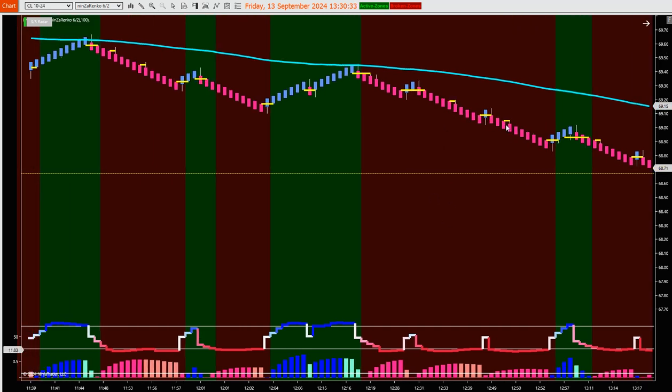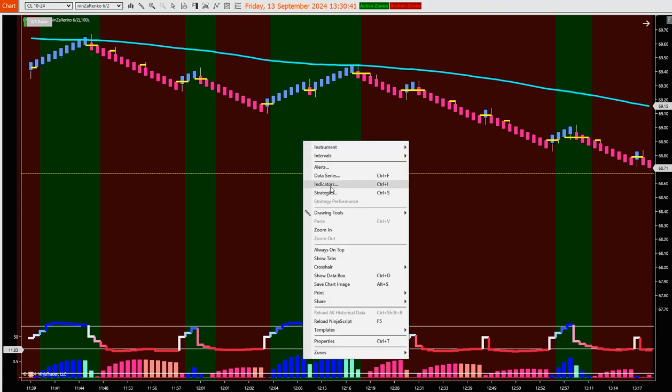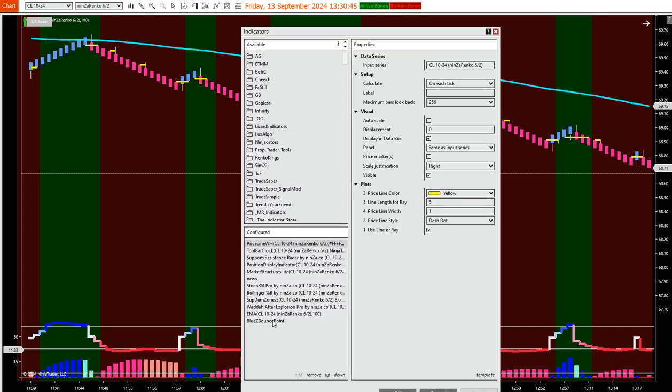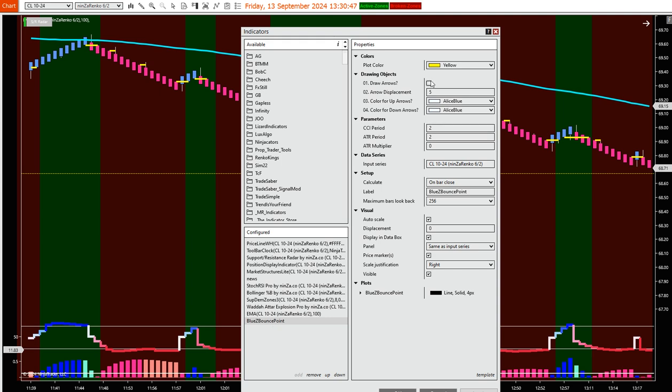Anyways, I hope that helps. You can play around with this. There are several ways you can use it. Like I said, you can put the arrows back on and trade the arrows. I just don't care for that myself. I prefer to get in a little bit earlier, and I just play the breaks of those yellow lines myself.